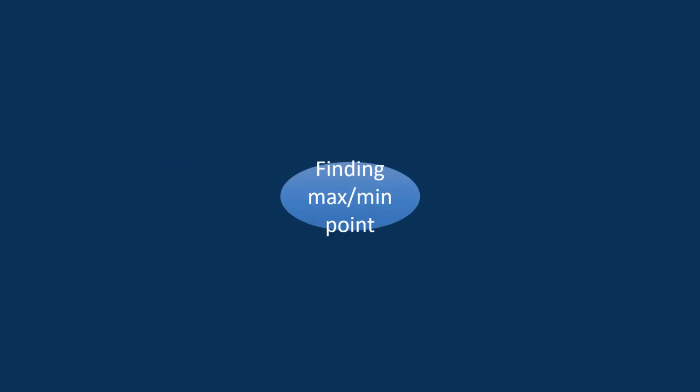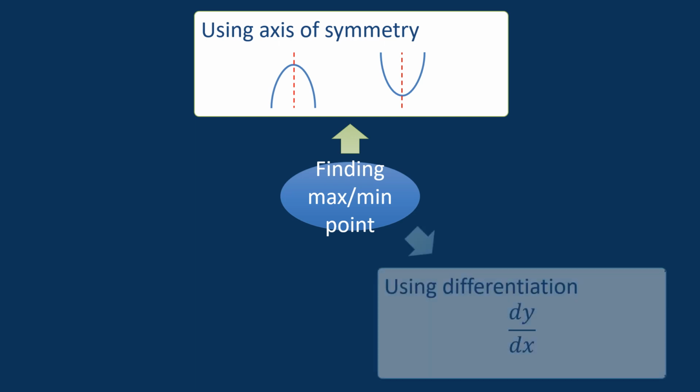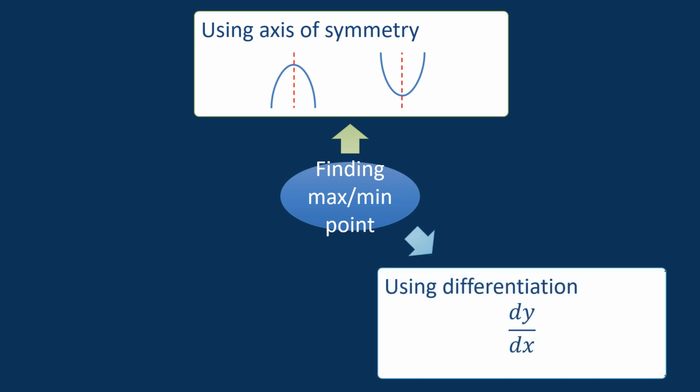Finding the coordinates of the maximum or minimum point. There are many ways to find the maximum or minimum point of a quadratic function. First, we can use the axis of symmetry to help us locate the coordinates of the maximum or minimum point. This is under the SPM Modern Mathematics syllabus. We can also use differentiation to find the maximum or minimum point of a quadratic function. Differentiation is under the Additional Mathematics syllabus in SPM. We will discuss this in the next video.